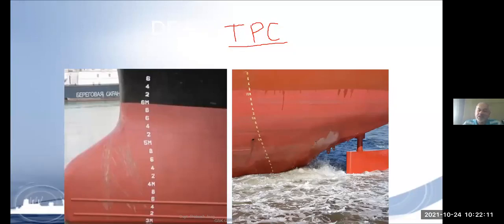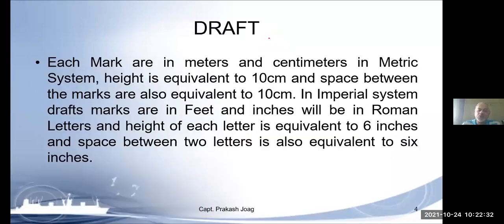On the ship's hull, these draft markings are done in meters and centimeters. That is one method of marking. Other methods, some countries use even feet and inches. So they will be written in feet and inches, but the only thing is that it will not be number 1, it will be Roman number 1. We will come to that. I will just show you.